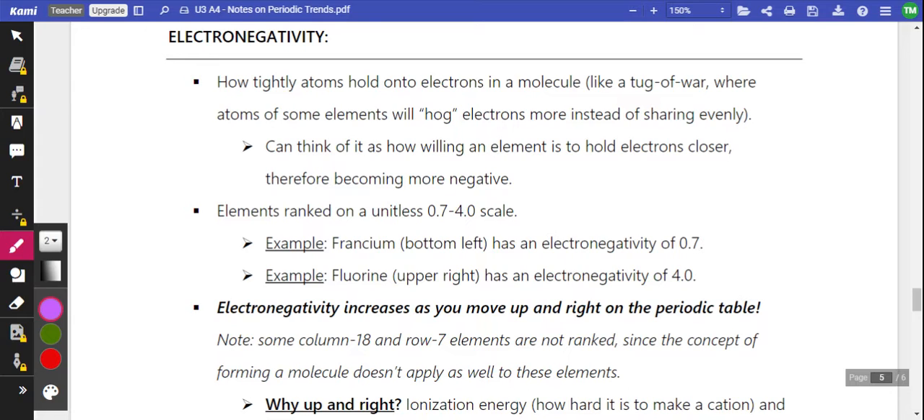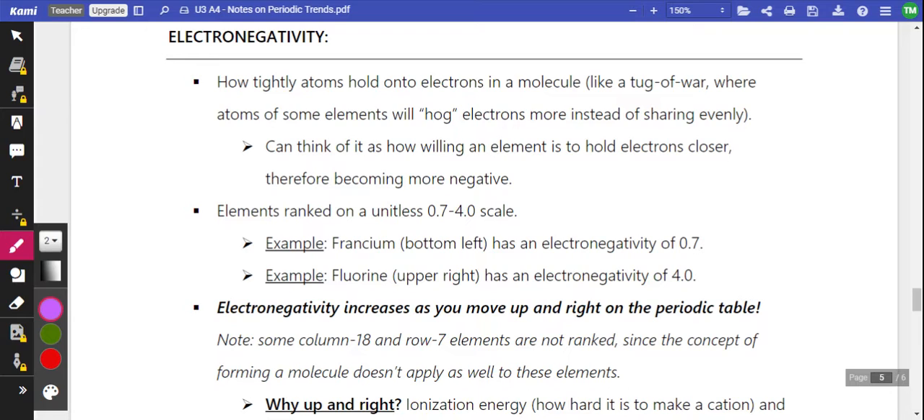So we do still have a number that we assign, but it doesn't really mean something as quantitative as an actual measurement. There's no units for this. This is not measured in energy like electron affinity or ionization energy. It's not measured in length or mass or anything like that. It is just a number to represent how greedy an atom is with its electrons.